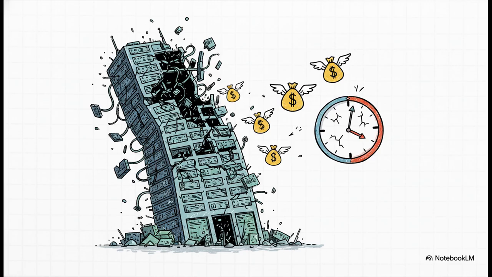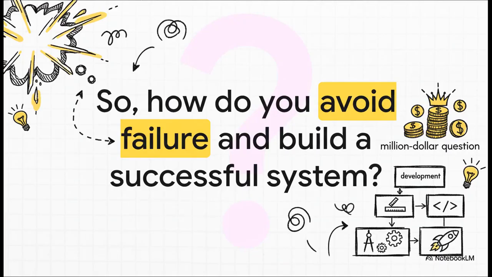I mean, think about that. All those hours, all that money, all these brilliant ideas, just poof, gone to waste. This is a huge problem. So the big question is, with a failure rate that high, how do the successful ones, that tiny 2%, actually pull it off? How do they dodge all the pitfalls and turn a cool idea into something that actually works and people want to use?